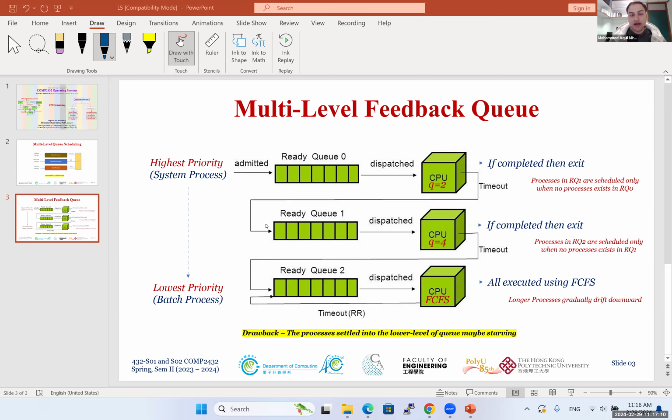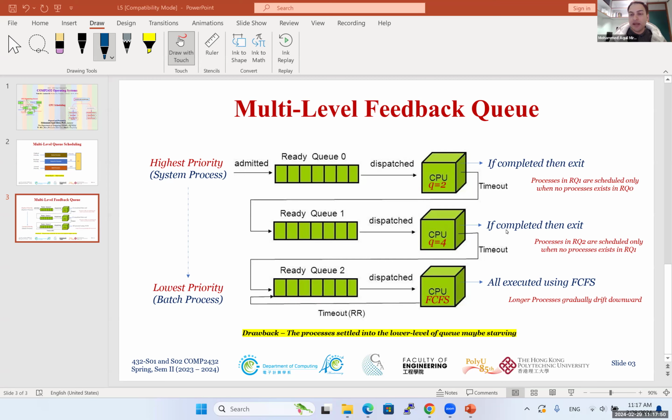Once the process gets to the other queue, it will get executed for 4 quantum of cycles. If the process is completed in 4 quantum of cycles, it exits. Otherwise, it will be sent into the lowest priority queue, the last ready queue. Now, in that queue, you will get executed on a first come, first serve basis. Again, remember, we can use any kind of algorithm here. So the processes will get executed in first come, first serve basis.